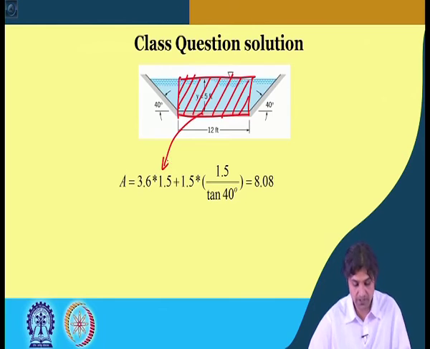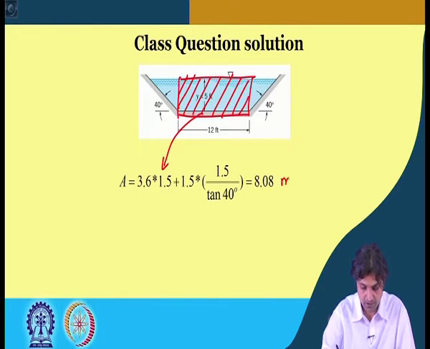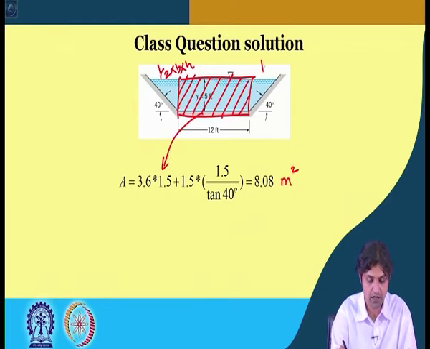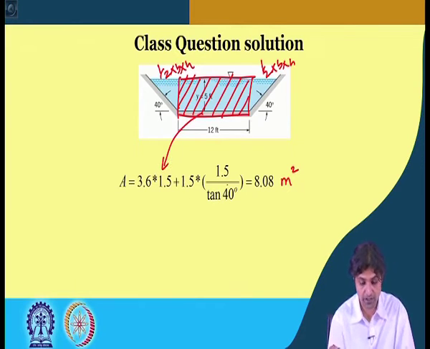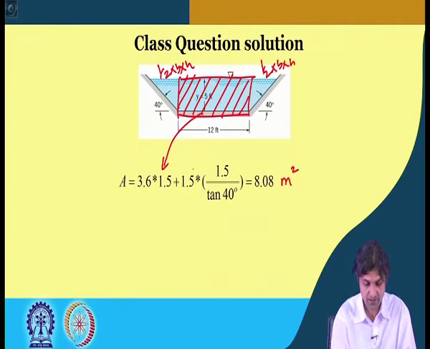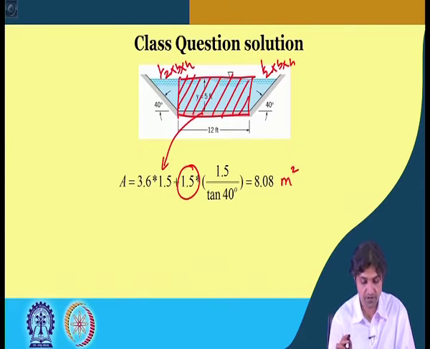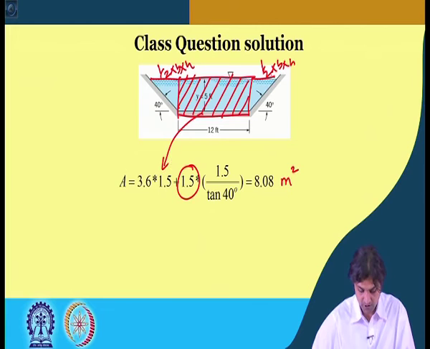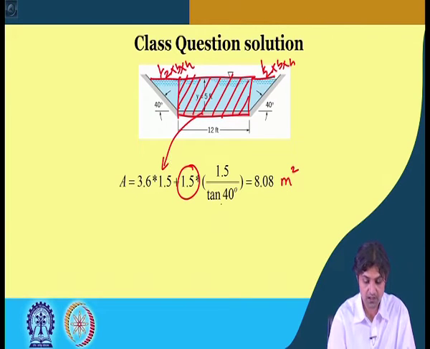Because we have converted it already into meter square, plus this is half base into height, and half base into height. So, when you add this, this will become 1 into base into height. Base is half, height is half, so it becomes 1.5 divided by tan 40, and this will come out to be 8.08 meter square.